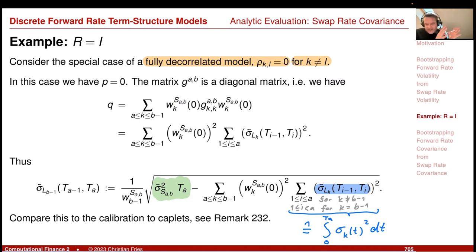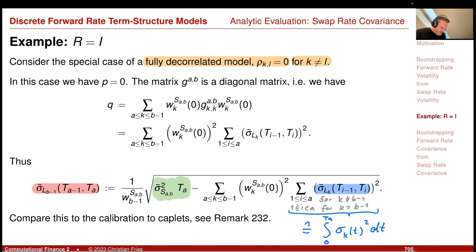Then you take the integrated swap rate variance, and you subtract this integrated forward rate variance, and you get the forward rate volatility for your time step from TA minus one to TA for this forward rate TB minus one. So that's the special case when the correlation is fully decorrelated. And this looks very familiar to us. This is very similar to what we did for the caplet.